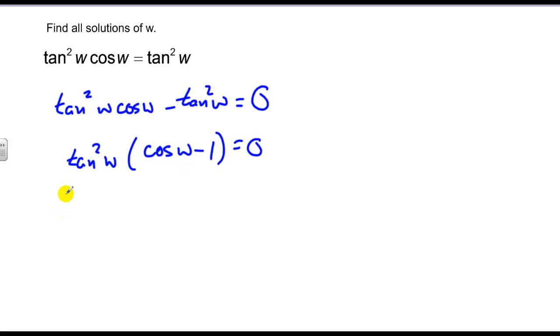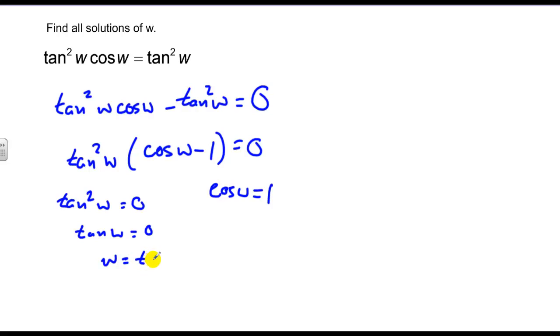Two equations to solve for. Where does tan squared of w equal 0, and where does cosine of w equal 1? Therefore, I have where does the tan of w equal 0, or w equals the inverse tan of 0, and in this case, w equals the inverse cosine of 1.